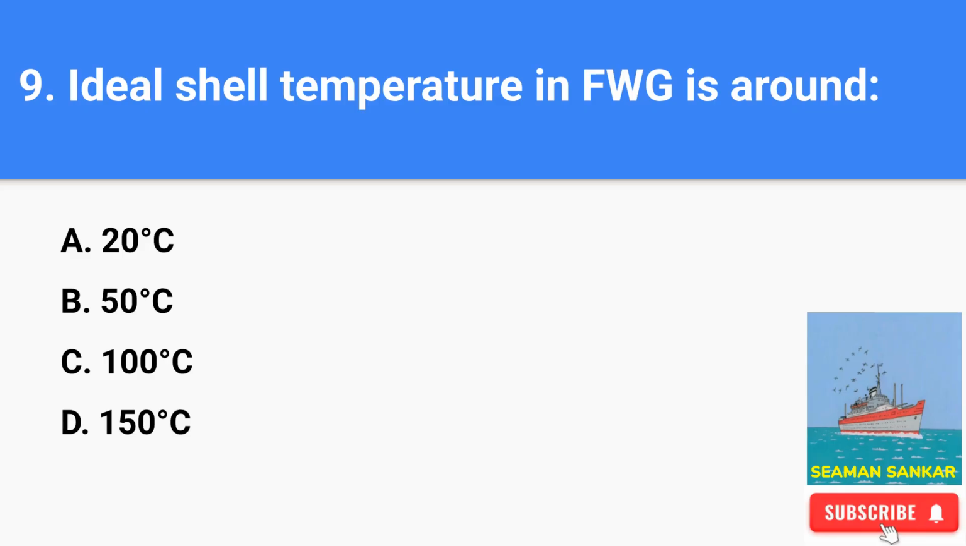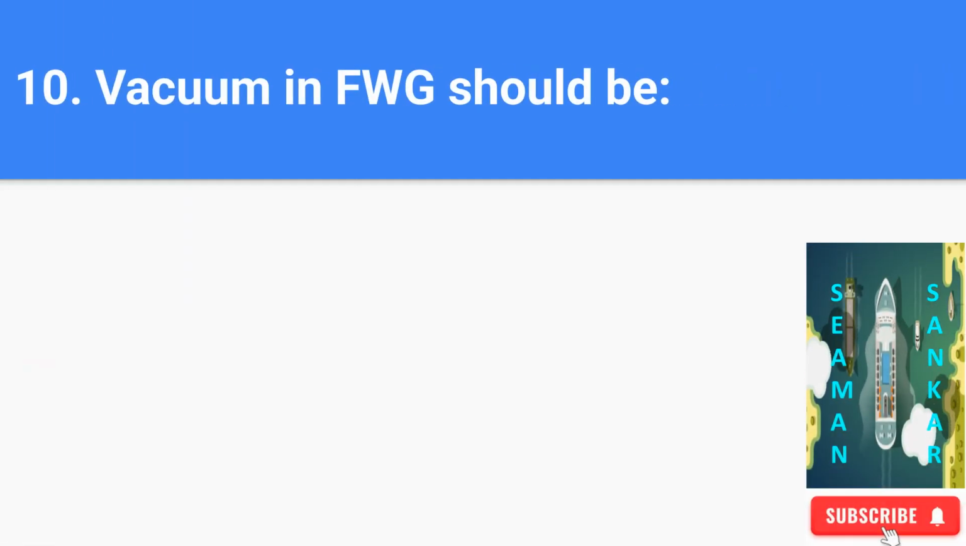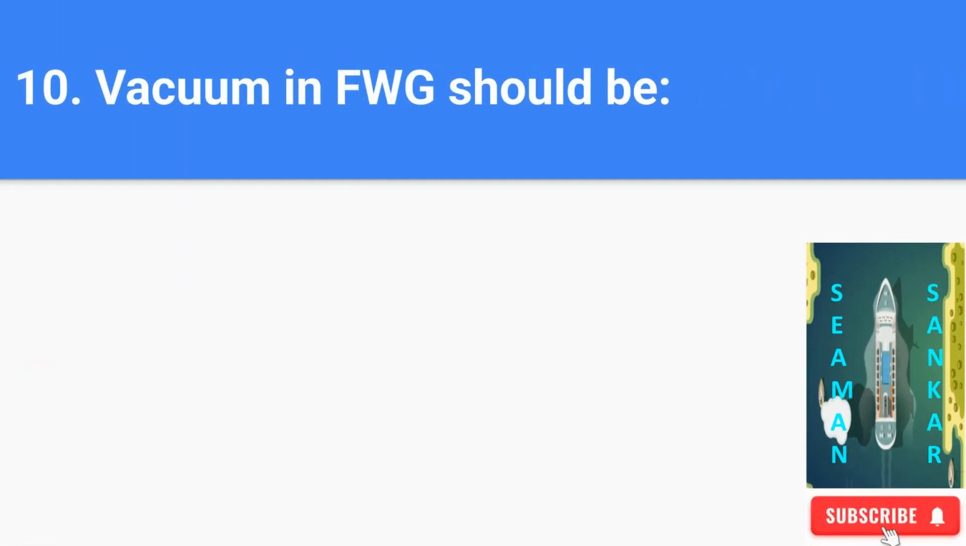Question 9. Ideal shell temperature in the freshwater generator is around A. 20 degrees Celsius, B. 50 degrees Celsius, C. 100 degrees Celsius, D. 150 degrees Celsius. The correct answer is B. 50 degrees Celsius. Freshwater generators operate under vacuum to allow evaporation at a low shell temperature, typically around 50 degrees Celsius.